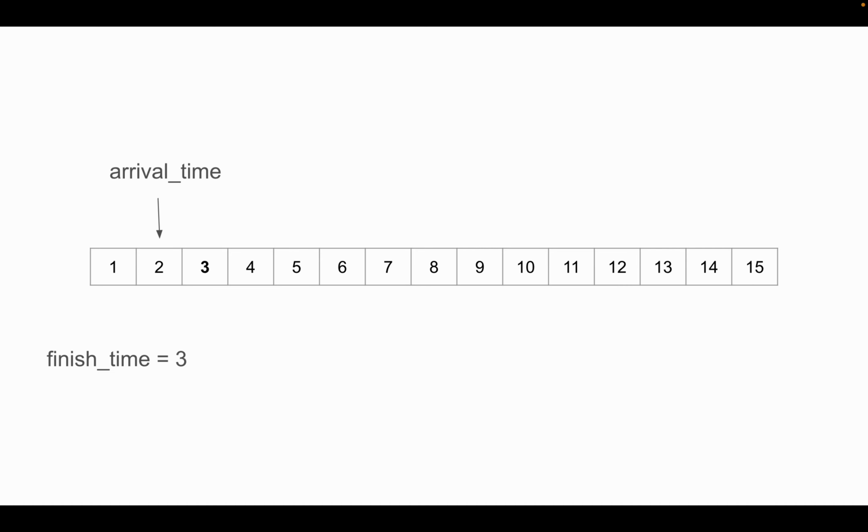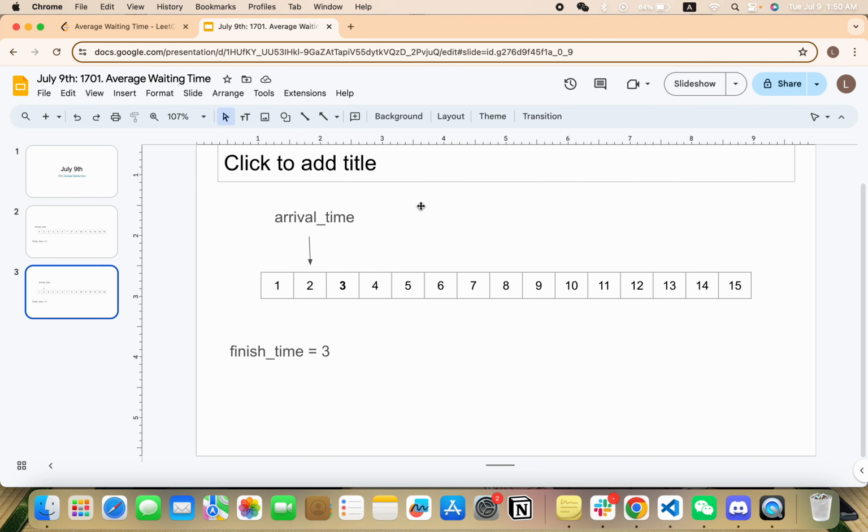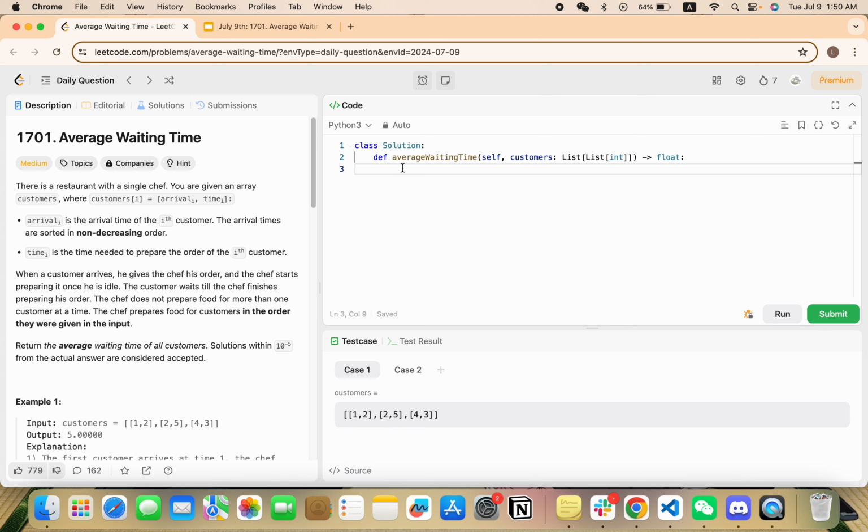Let's say I arrive at time 2, but then my order is finished at time 8. So my waiting time will be 8 minus 2, regardless of whether my order actually started at 4 or 5. It doesn't matter when they start. I just care about when it is actually done, right? So let's dive into the code.